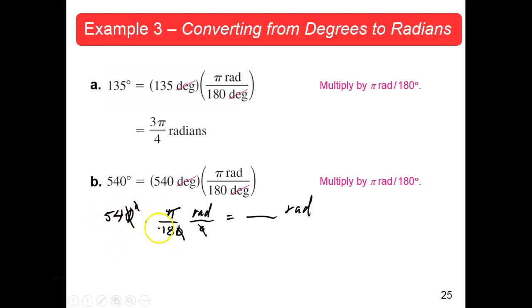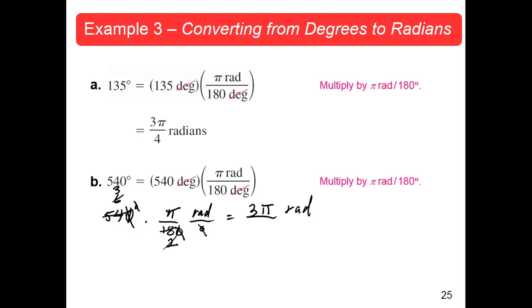Now, what is one factor that will go into 54 and 18? 9. 9 will go into 18 twice. 9 will go into 54 how many times? 6. Well, we can go again, can't we? 2 will go into 2 once, and 2 will go into 6 3 times. You're left with 3 pi radians.